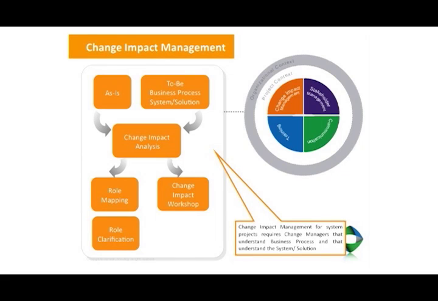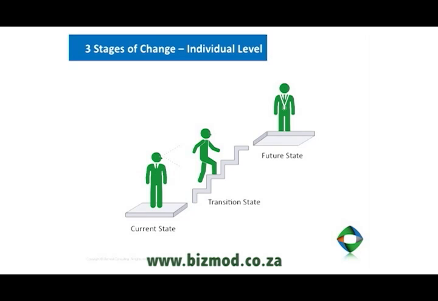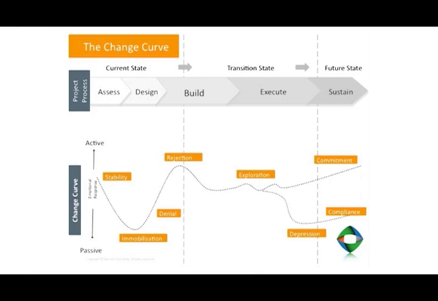Ideally, if you do change impact management properly, the bits where you get your hands dirty, you want to move people from a current to a future state. That bit you get at this stage. You do it within the context of a project life cycle. That is where assess, design, build, execute and sustain come in.